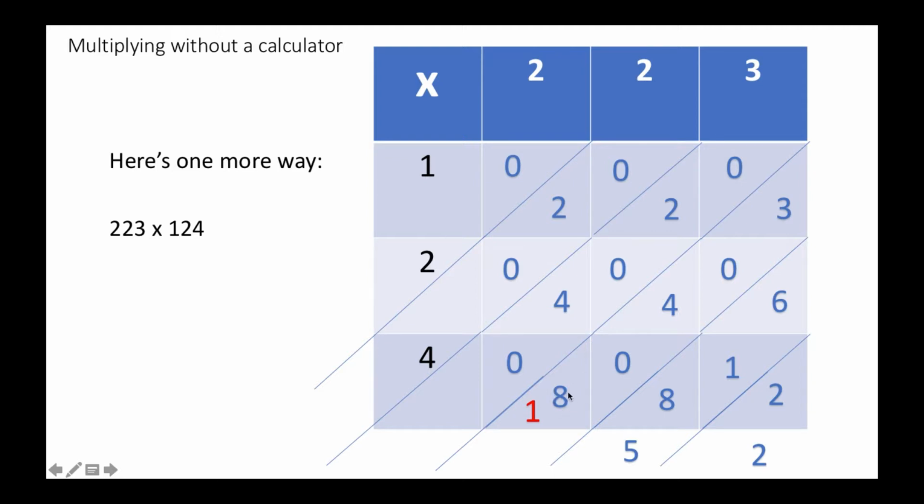Then I have 8 plus 4 plus 3, which gives me 15, but then I've got this 1 to add on, so that gives me 16. So I'll put my 6 and carry my 1. And then in this column I have 4 plus 2 is 6, plus the 1 gives me 7. And then in this column I just have 2. So I've got 27,652. I hope that is making sense so far.